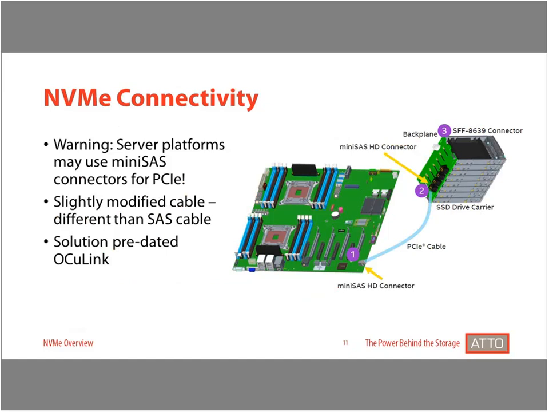One type of connectivity that you may be more familiar with for NVMe is similar to 12 gig SAS. It's the HD Mini SAS connector. It's been slightly modified to handle NVMe drives, so it is different than a SAS cable, but the connectors look and feel exactly the same as the HD Mini SAS. This solution predated the Oculink that we talked about in the previous slide.